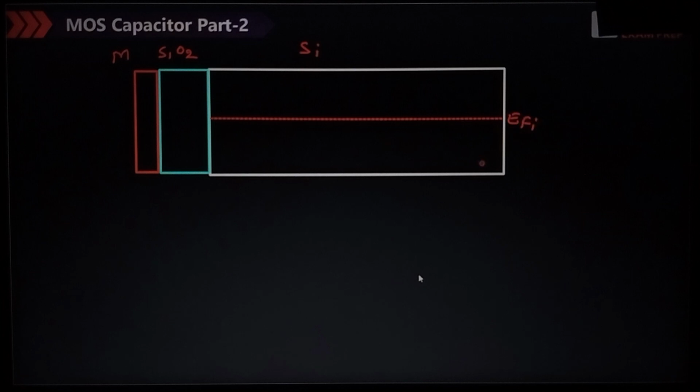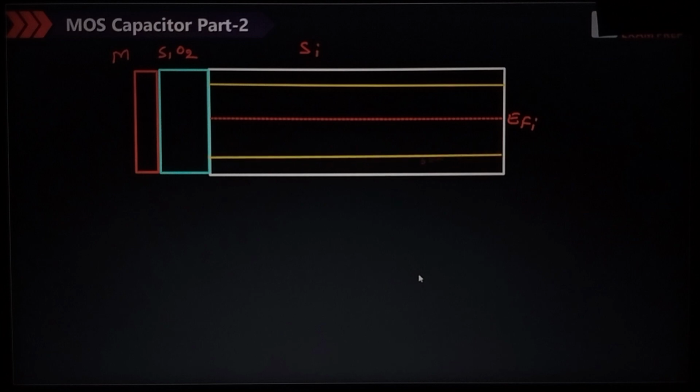Now this is the conduction band, this is the valence band, right? This is the Fermi level, EFP, because it is a p-type substrate. There is no bias. I am not going to apply any voltage here. This is a very simple case. This is the energy band diagram.